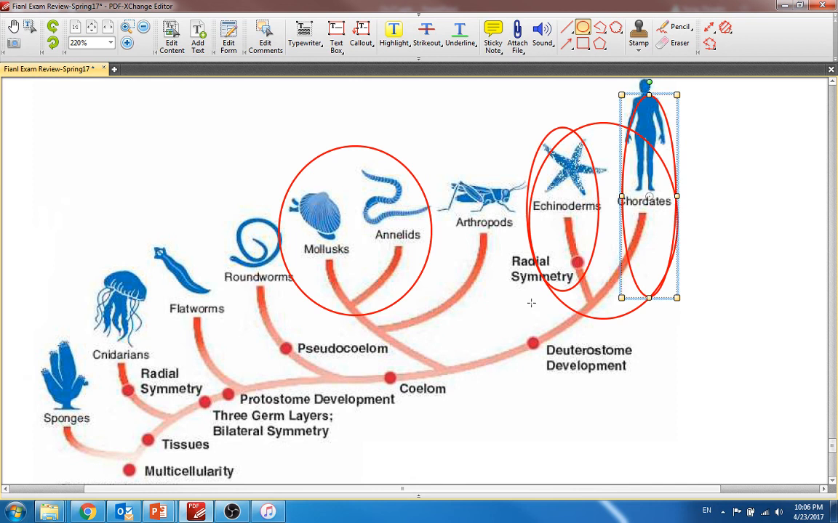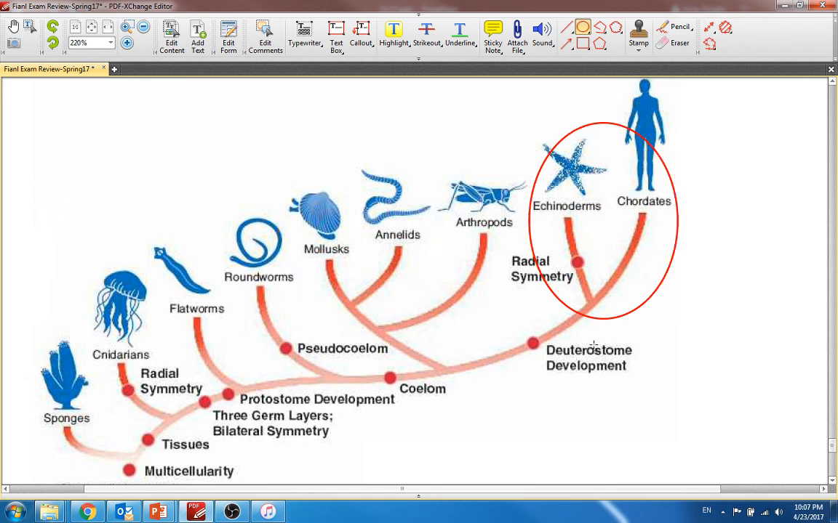You will see that the starfish is more closely related to human than to the clam, because the common ancestor of these two is over here, closer to the tips of the branch than the common ancestor between the starfish and the clam, which is over here.